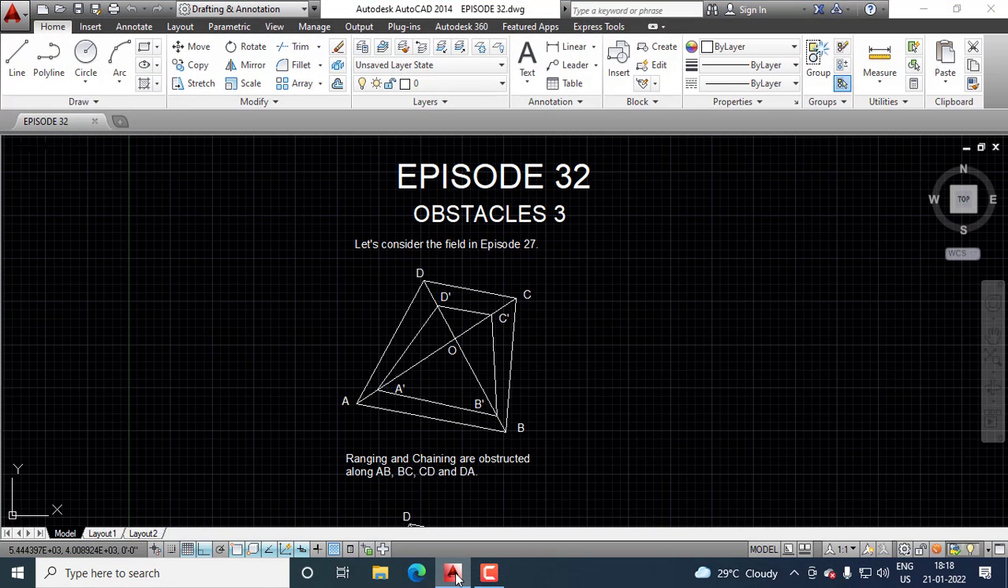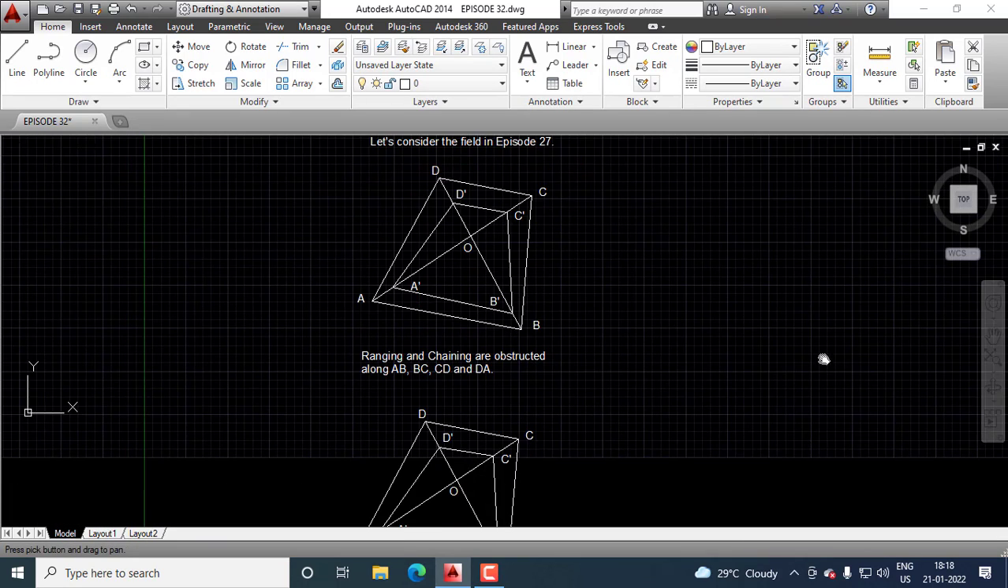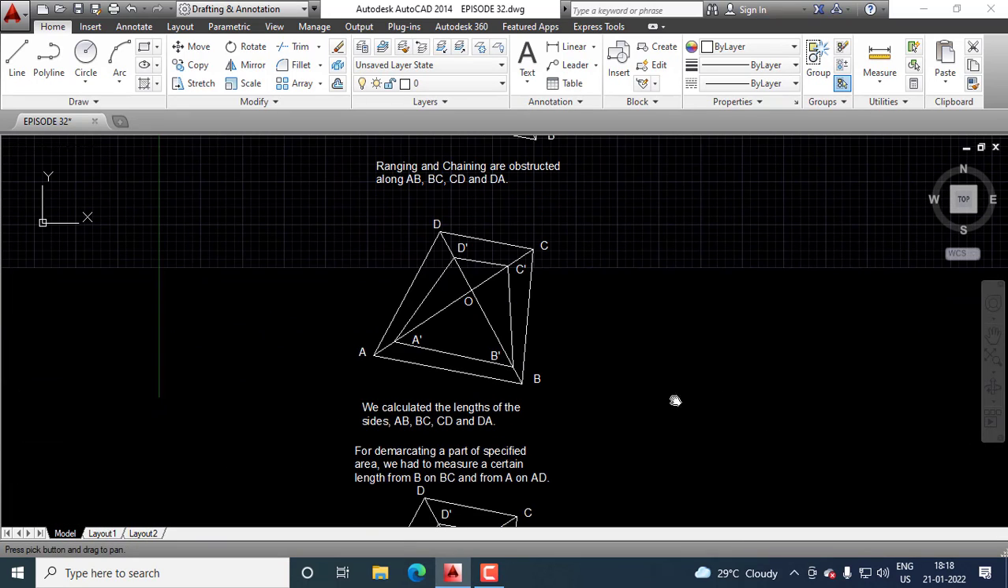Let's consider the field in episode 27. Ranging and chaining are obstructed along AB, BC, CD and DA. Ranging and chaining are not possible along this line, along this line, along this line and along this line. We calculated the lengths of the sides AB, BC, CD and DA.